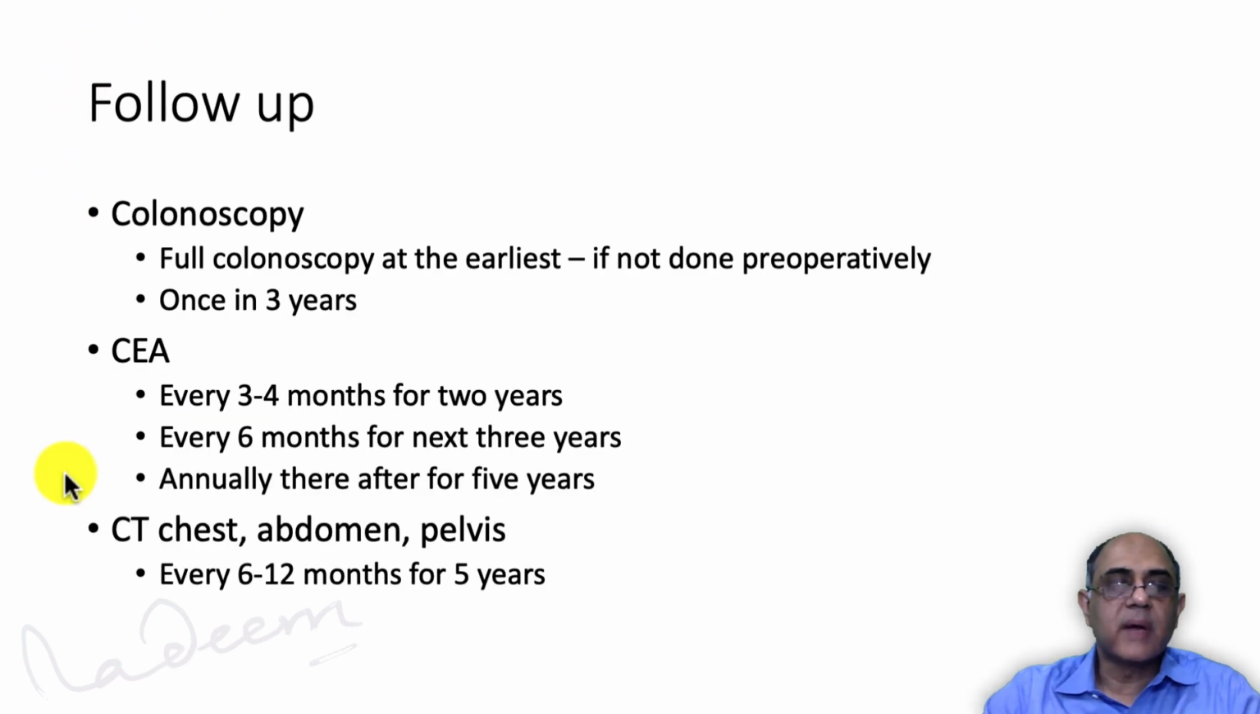So once you have done the surgery, how are you going to follow up the patients? You are going to follow up the patient with the help of colonoscopy. If you have already done it preoperatively, then it is not mandatory. But if you have not done it preoperatively, then immediately after surgery, whenever it is possible, do the colonoscopy and then repeat it once every 3 years. CEA level, it's prognostic. For the first 2 years, every 3 months, and for the next 3 years, every 6 months. And then for 5 years annually, you can repeat the CEA. CT abdomen, chest, pelvis, a staging CT scan every 6 to 12 months for 5 years. So this is how you follow up the patients.